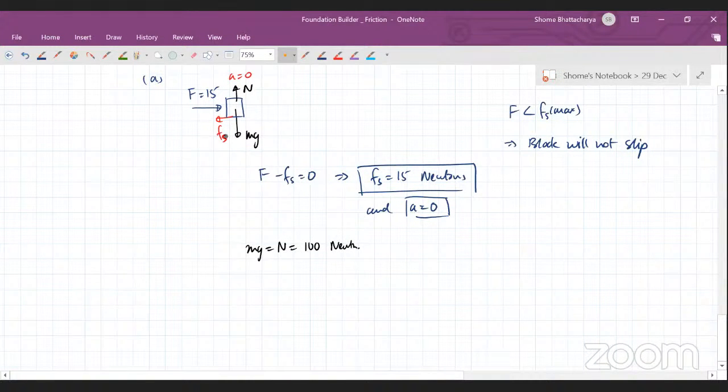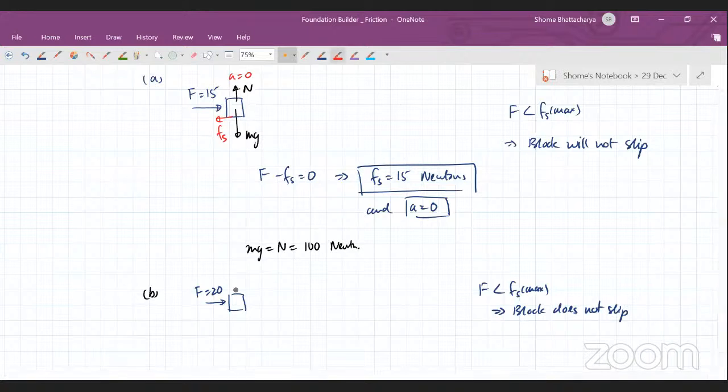Now something very similar will happen in the B part, but only the value will be different, because now in the B part, the force we are applying is 20 newtons. Okay. But still the force is less than the maximum static friction. So still the block does not slip. So still there will be static friction, but the static friction now will have a different value.